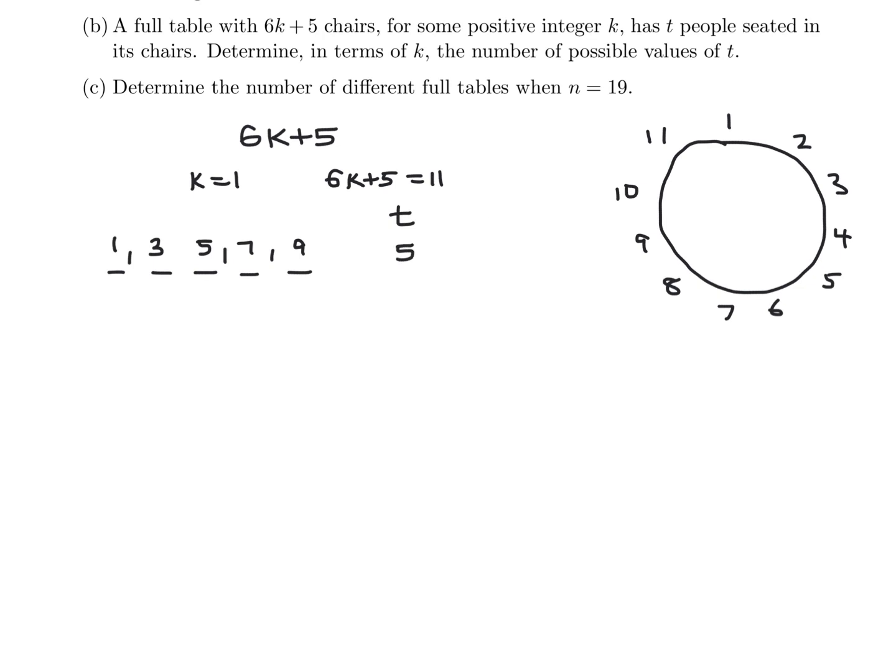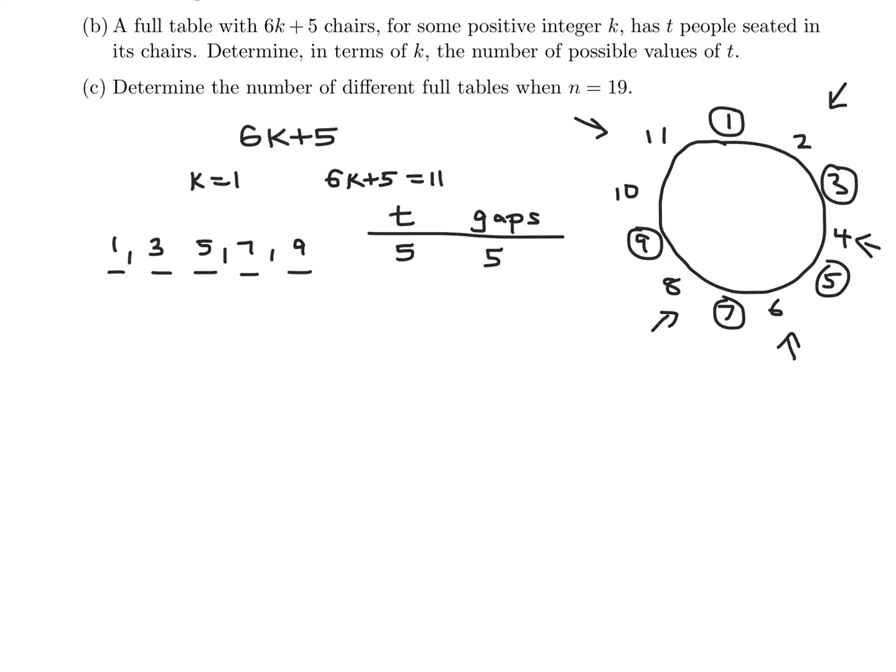And then how many gaps? Because gaps are going to be important. 4 gaps, right? Because there's 5 people, so there's... Well, hold on. Let me think about that for a second. Let me circle it. 1, 3, 5, 7, 9. How many gaps? 1, 2, we have a gap here, gap there, gap there, gap there, and this sort of big gap. So 5 gaps actually. Huh. Okay, it helps to kind of draw it out.